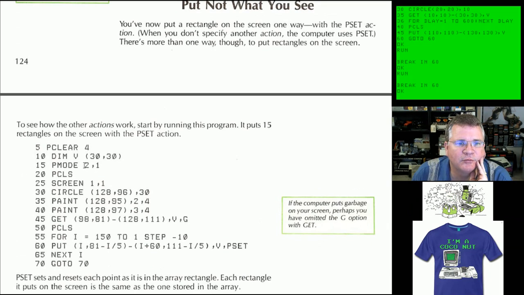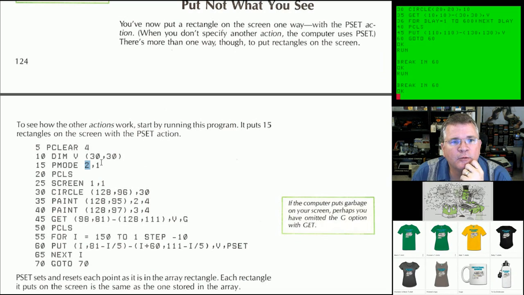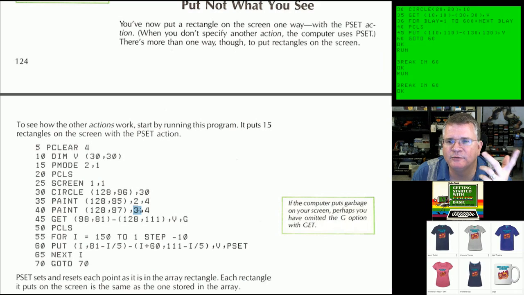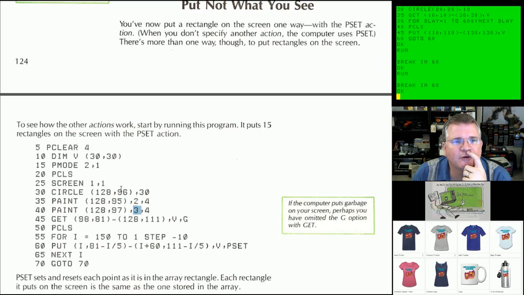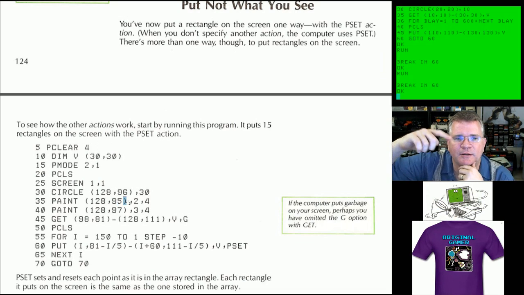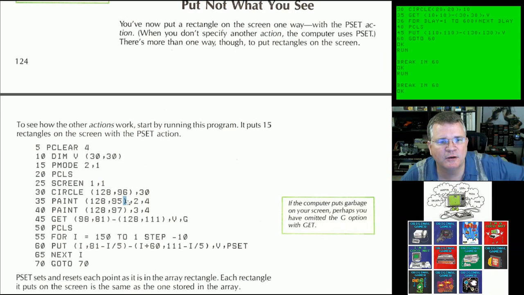First thing that's wrong with this program is they set PMODE 2, which is a monochrome mode, yet over here they have us painting in two different colors, color 2 and color 3. These colors would not exist in PMODE 2. So that was one of your first issues. We're also painting only a couple of pixels away from each other vertically, so the paint would have basically overlapped itself.